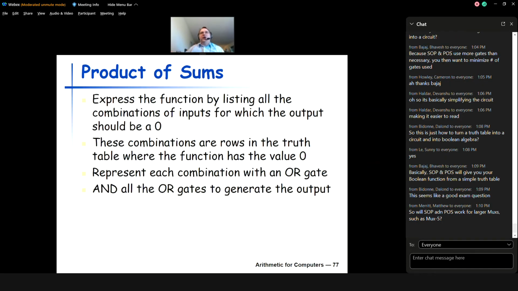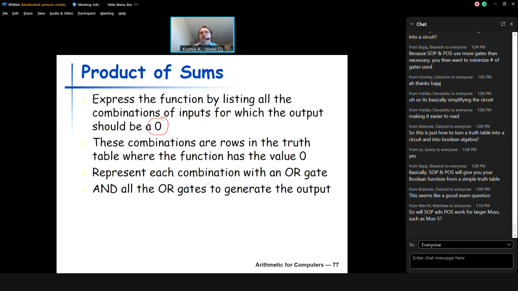All right, so here's the product of sums. The second method is conceptually very similar to sum of products, except you swap it. So you express the function by listing all combinations of inputs where the output should be 0. So you are trying to cover the 0 cases, and then you will get all the ones for free automatically if you follow this procedure.